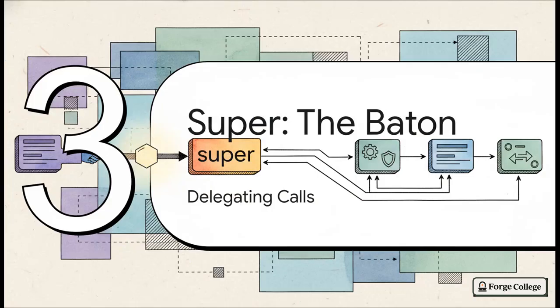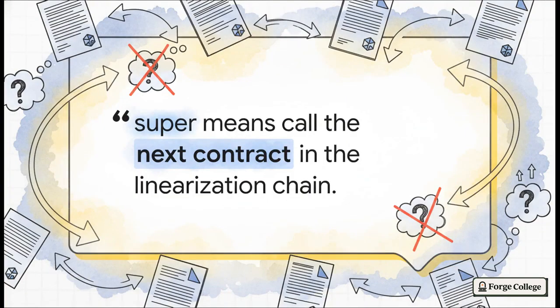That brings us to Section 3, Super, the baton pass. Okay, we need to completely rethink a keyword you've probably seen before. I want you to visualize super as the critical baton pass in a multi-inheritance relay race. And I really want you to burn this exact phrase into your memory. In Solidity, super does not mean call my parent. It means call the next contract in the linearization chain.